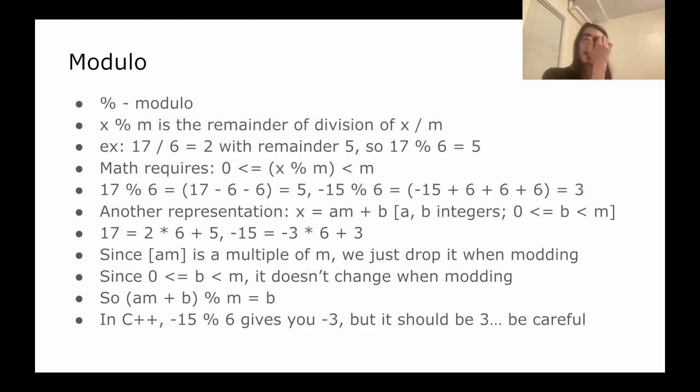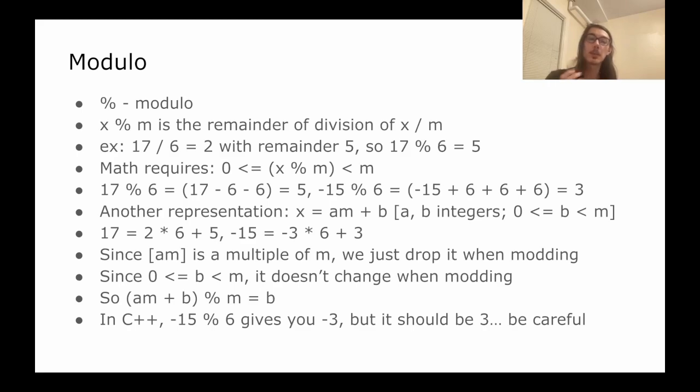So another way to think about numbers that helps with modulo is thinking of x equals am plus b. For example, we're thinking in terms of 17 mod 6. So we can write 17 as 2 times 6 plus 5. So the number a is x divided by m, and the number b is x modulo m. And so negative 15 is negative 3 times 6 plus 3. And we also give the same constraints on the number b that we do on modulo, that it has to be between 0 inclusive and m exclusive.